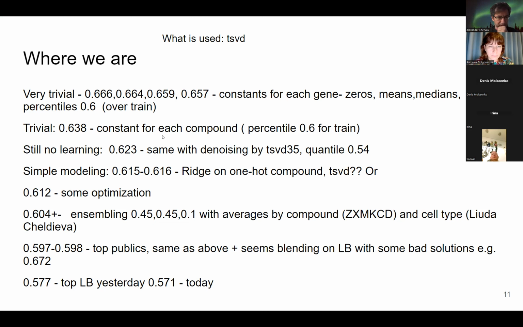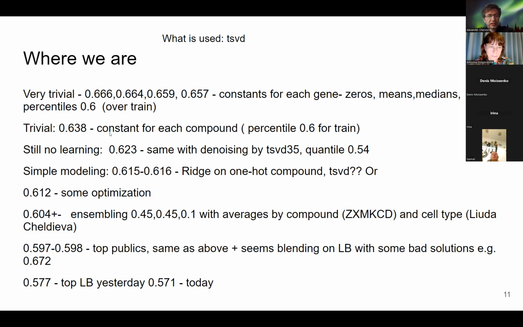But again, it's a trivial baseline. Here is even another kind of baseline, again with no actual learning: we can do the denoising which we discussed before. That means we first do TSVD, keep only 35 components, and then go back, and use this quantity. And you'll see we get a better score.